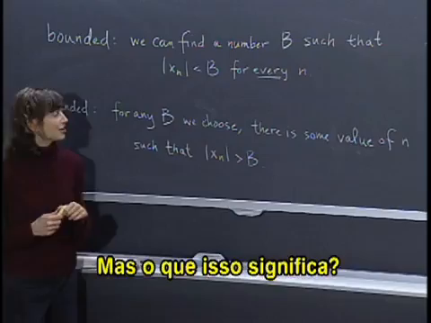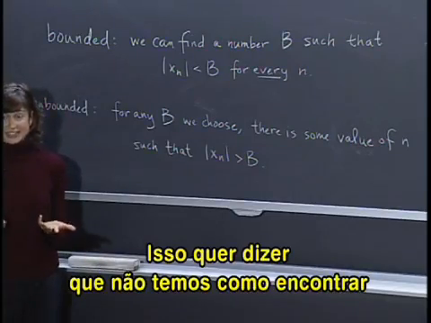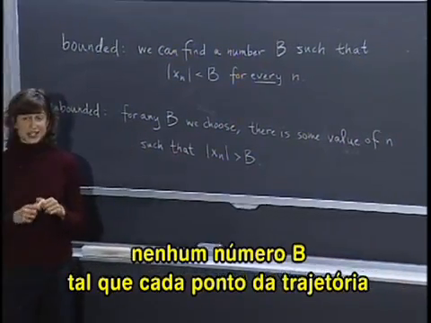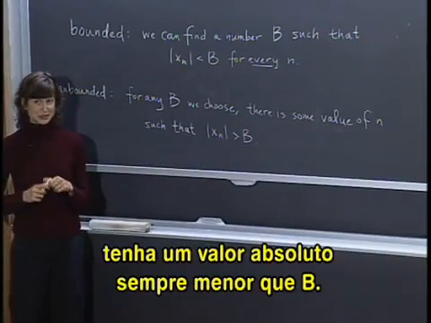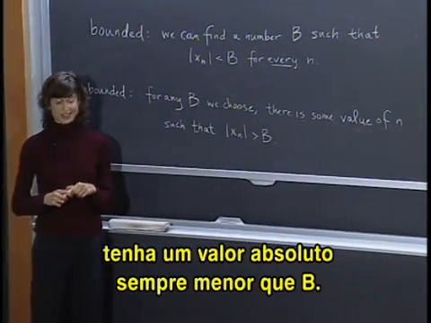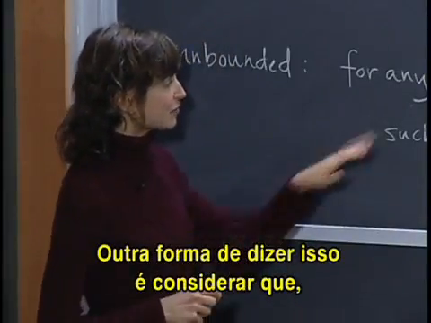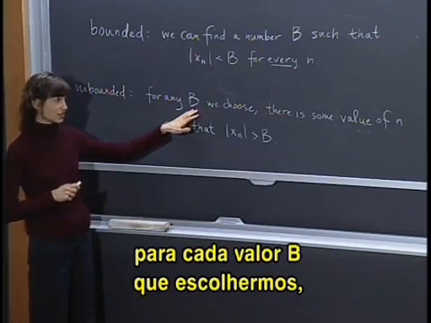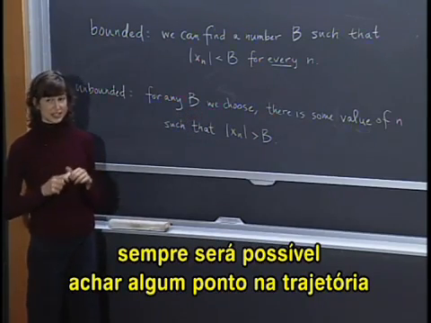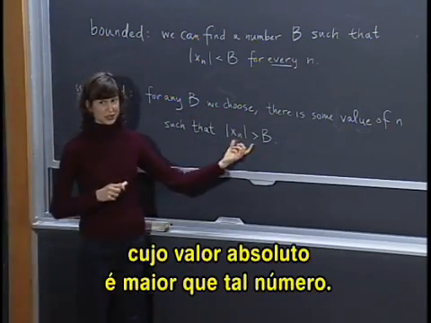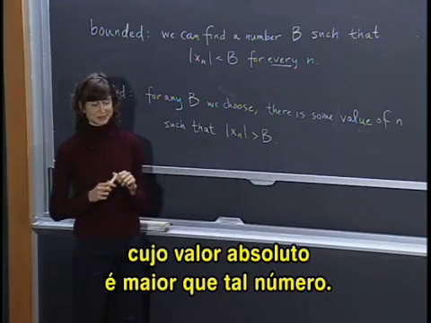What does that mean? Well, it means that we can't find any such single number b such that every point in the trajectory has absolute value always less than b. Another way of saying this is that for any value b we choose, you can always find some point in the trajectory whose absolute value is greater than that number.